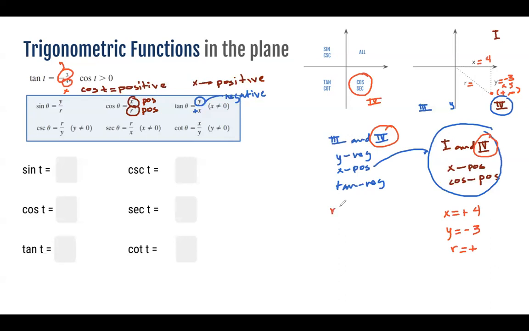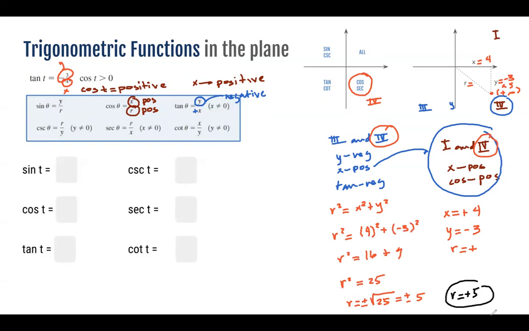And let's use r squared is equal to x squared plus y squared. R squared will be equal to 4 squared plus the entire -3 squared, and r squared will be equal to 16 plus 9. R squared will be equal to 25, and r is going to be equal to plus or minus the square root of 25, plus or minus 5. But this one is a no-brainer. We know that r needs to be positive. R will always be considered positive.